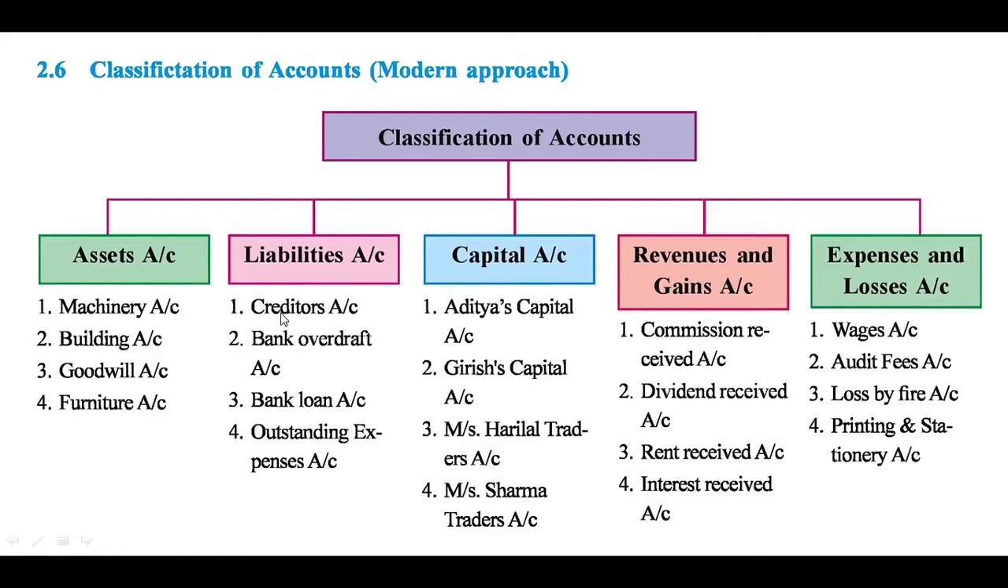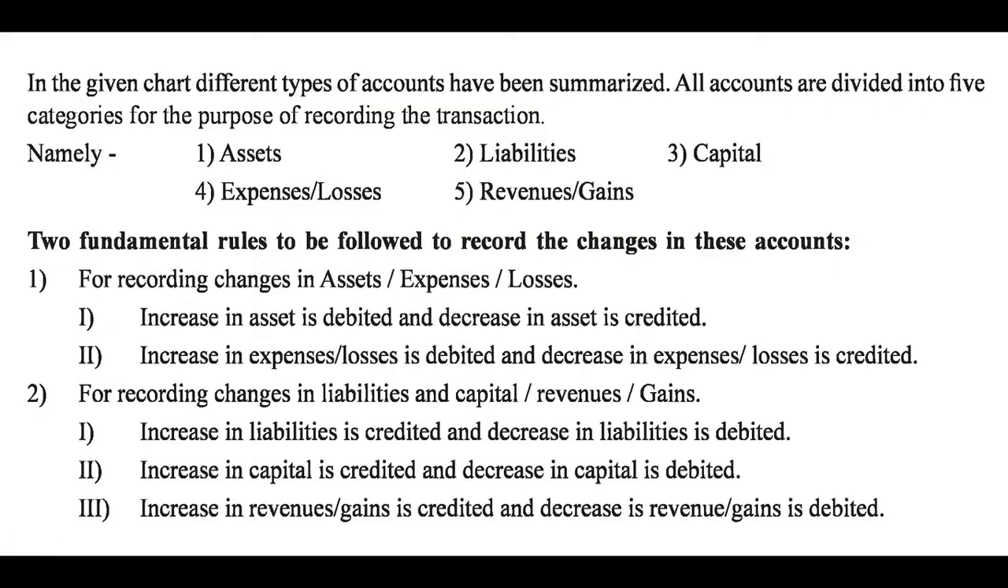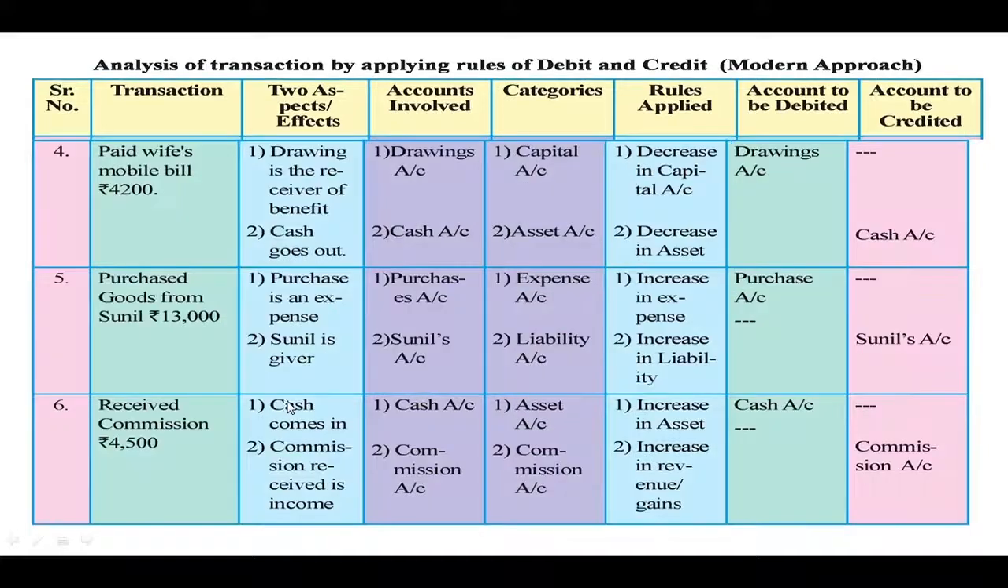So we have to follow the rule of the liability. Increase in liability is credited. This is the rule you can see here. Increase in liabilities is credited. So what happens in the table, that Sunil's account is the liability and there is an increase in the liability of the business. So Sunil's account is credited. While purchases is an expenditure and expenditure has increased. So increase in expenditure is debited. So purchase account is debited here.